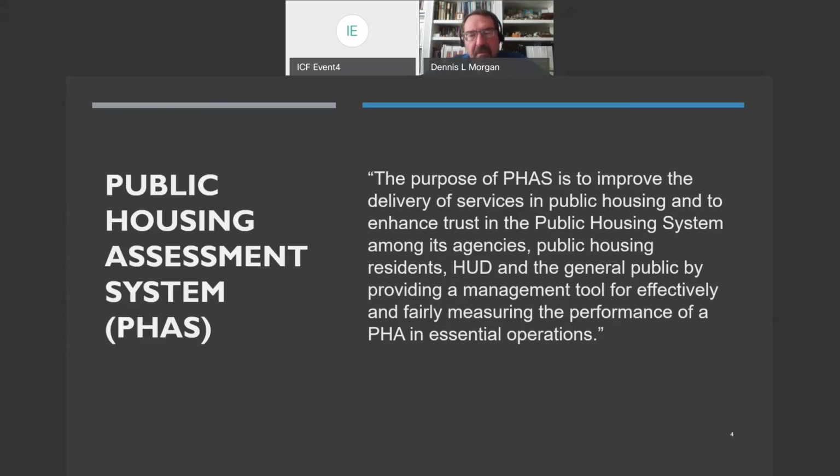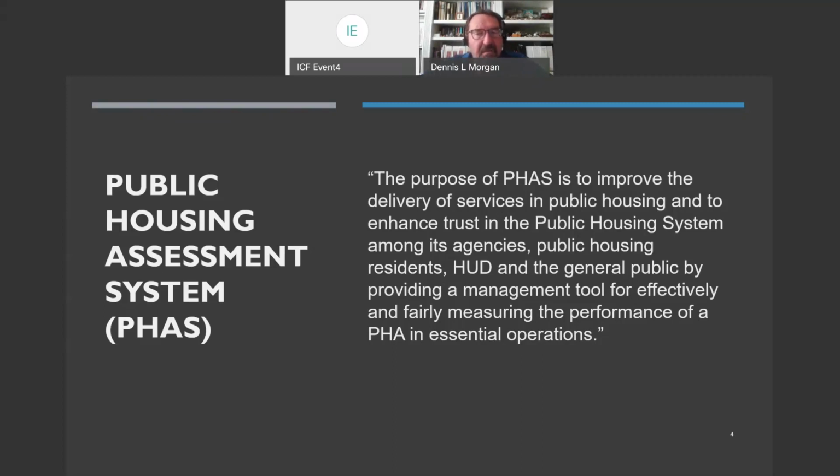It doesn't measure your compliance with Fair Housing. It doesn't measure your compliance with your ACC, or what's better known as your annual contributions contract. It doesn't measure whether you have potentially any other findings or audit findings out here as well. But it does measure what's called your essential operations. So it looks at your management, it looks at your physical plants, it looks at the financial positioning of the agency as well, and it looks at the management of the capital funds.